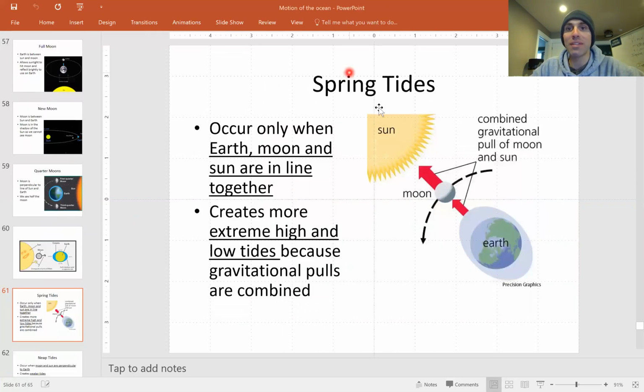Moving on, we have the spring tides. That is what we just discussed. When the sun and the moon are in the same line, they are pulling even more on that water. Okay, it's not just the moon anymore. It is the sun and the moon combining gravitational pulls and pulling all of that water. It's a combined pull. It occurs only when Earth, moon, and the sun are in the same line together, and creates more extreme high and low tides because of the gravitational pulls. So we have an extremely high tide here and extremely low tides at the 90-degree mark.